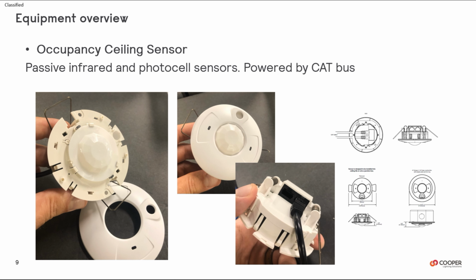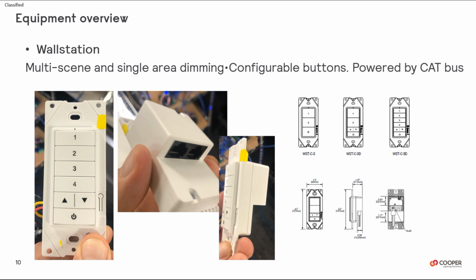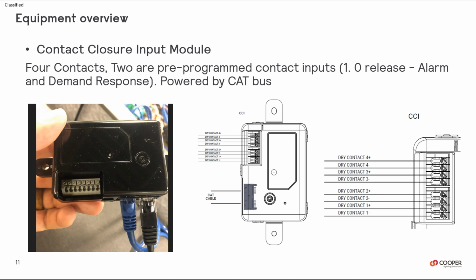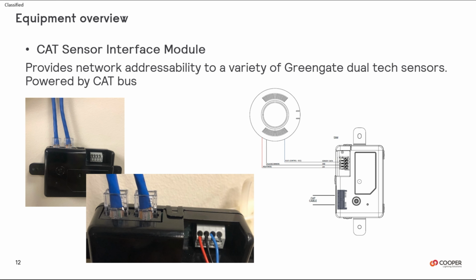The occupancy ceiling sensor offers a passive infrared and photocell sensor in one device. Wall stations come in a variety of configurations. The contact closure input module will allow for 4 customized dry contacts. The sensor interface module allows addressability to a variety of Green Gate dual tech sensors.